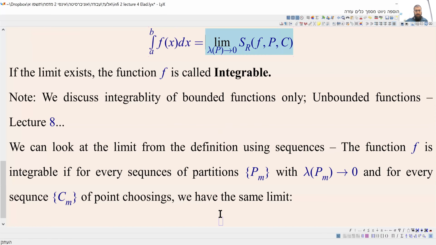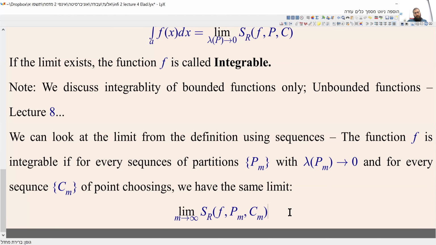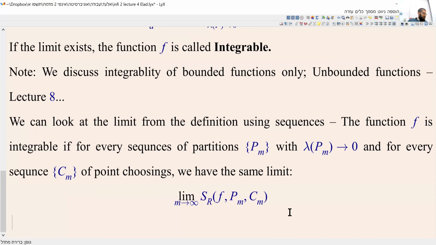Now when it's defined with sequences, one can say, okay, let's take m to infinity. Always happens in sequences, P_m and c_m. So let's have a very simple example.